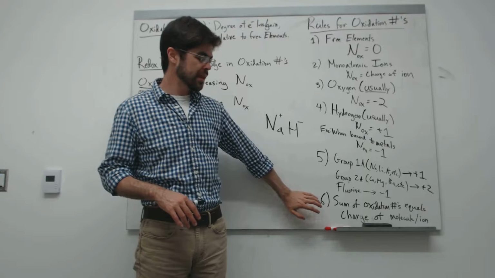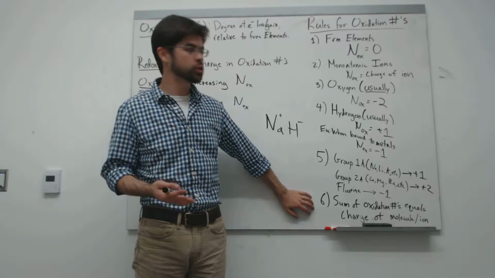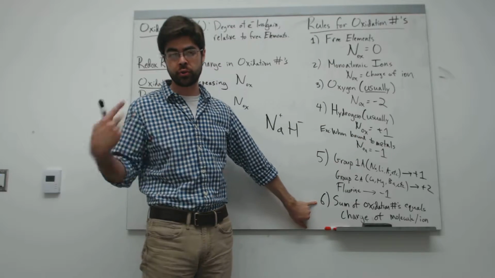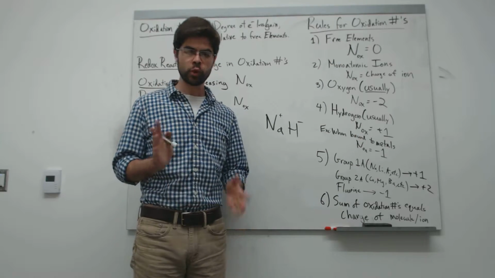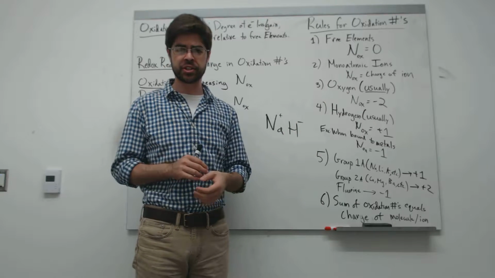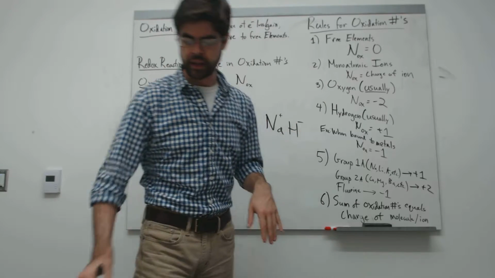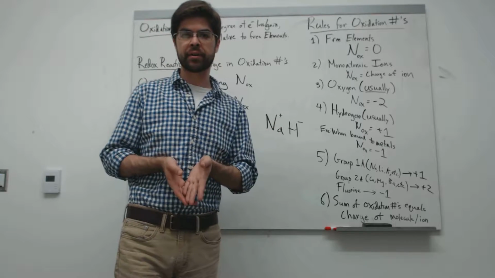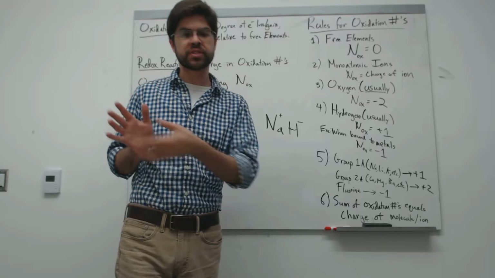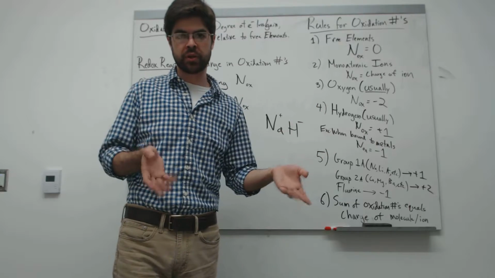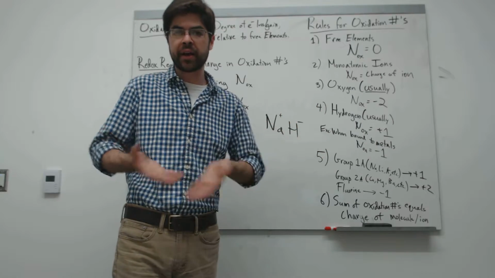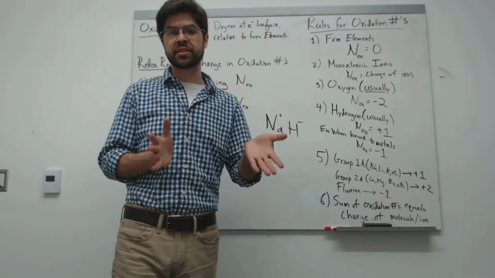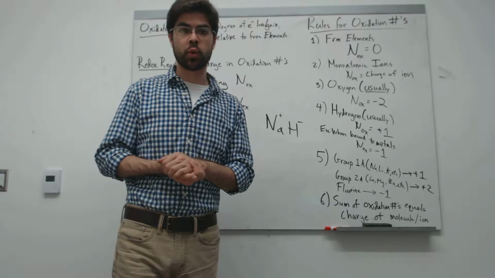Any other time there's ambiguity and you're not sure, or it doesn't fall into one of these categories, that's when you resort to Rule 6, which is that the sum of oxidation numbers in a compound must be the same as the charge on that compound. If it's a molecule and it's neutral, then the sum of the oxidation states should be 0. If it's a polyatomic ion, like ammonium, NH4+, then the sum of the oxidation states should be +1.